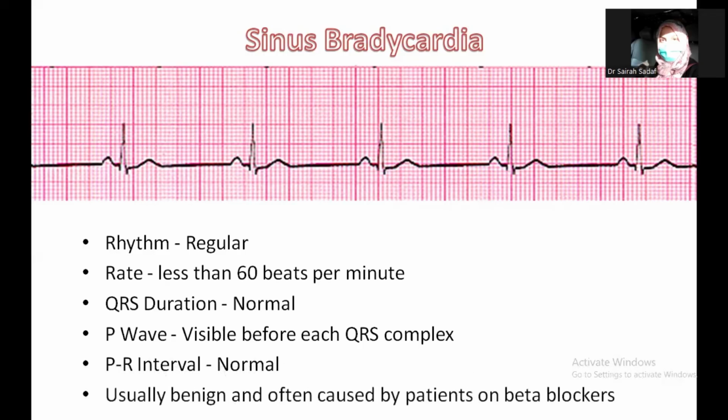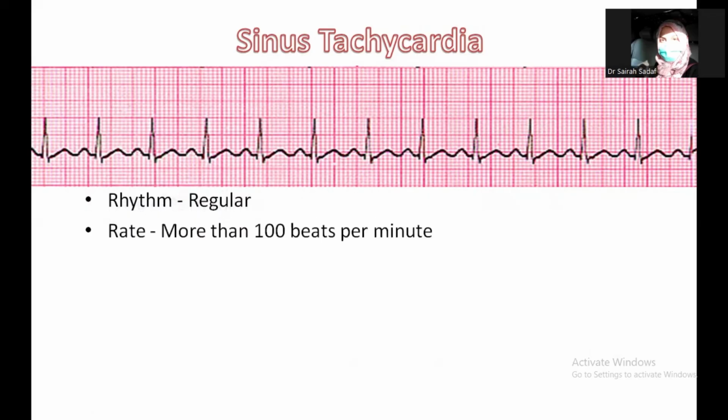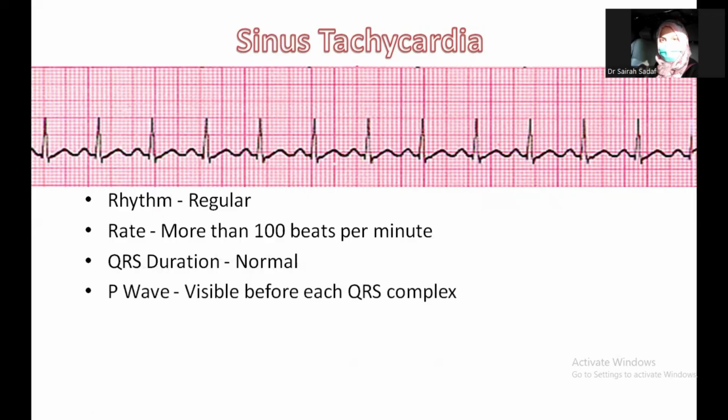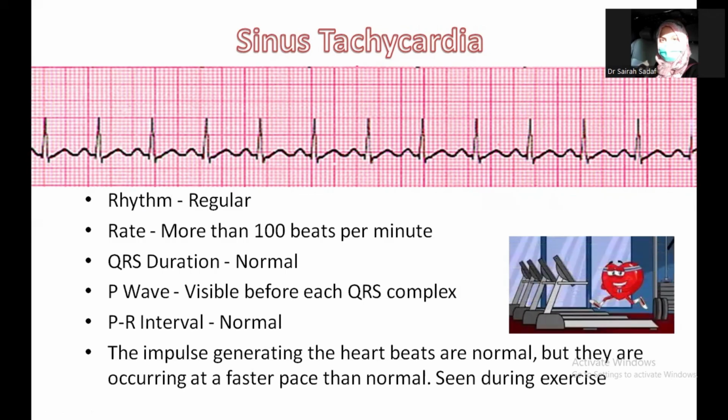PR interval is normal. And usually it's benign and often caused by drugs, for example, beta blockers. Sinus tachy is the same as sinus brady, just with the difference that it is an increase in heart rate. So we will have a regular rhythm, rate more than 100 beats per minute, QRS complex duration normal, P wave visible before each QRS complex, PR interval is normal, between 3 to 5 small squares. The impulses generating the heartbeats are normal, but they are occurring at a faster pace. That's it. It may occur during exercise.